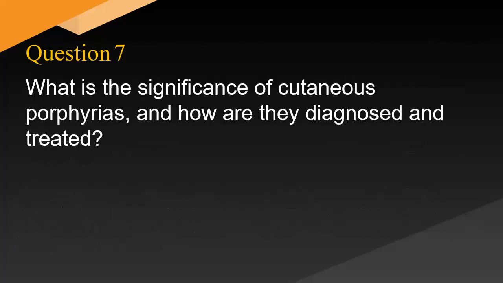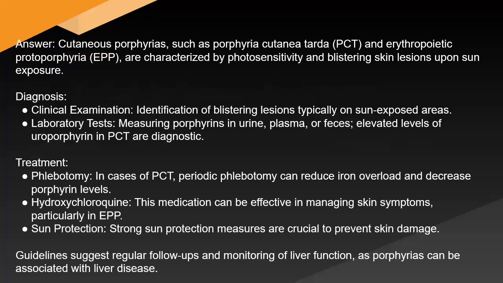What is the significance of cutaneous porphyrias and how are they diagnosed and treated? Answer: cutaneous porphyrias, such as porphyria cutanea tarda (PCT) and erythropoietic protoporphyria, are characterized by photosensitivity and blistering skin lesions upon sun exposure. Diagnosis: clinical examination, identification of blistering lesions typically on sun-exposed areas. Laboratory tests measuring porphyrins in urine, plasma, or feces; elevated levels of uroporphyrin in PCT are diagnostic.